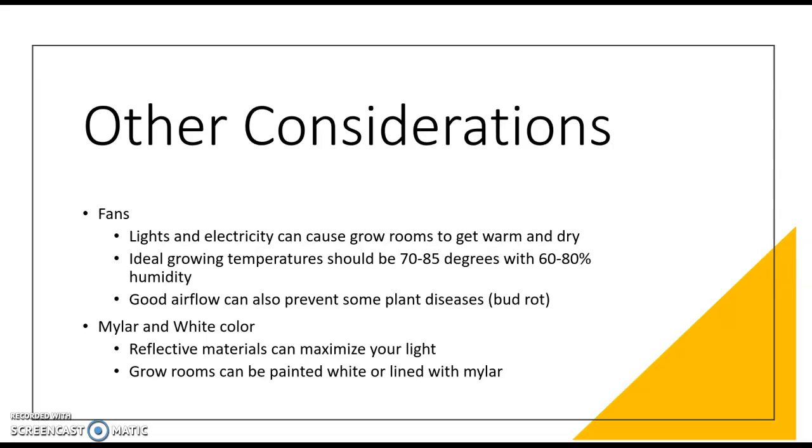Also, further considerations are fans. Lights and electricity can cause grow rooms to get very dry, and this can also get very warm, and this can also lead to dryness, low humidity. So ideal growing temperatures for cannabis are around 70 to 85 degrees with a 60 to 80% humidity. So we don't want to get too hot in our grow rooms, and lights can contribute to that heat.